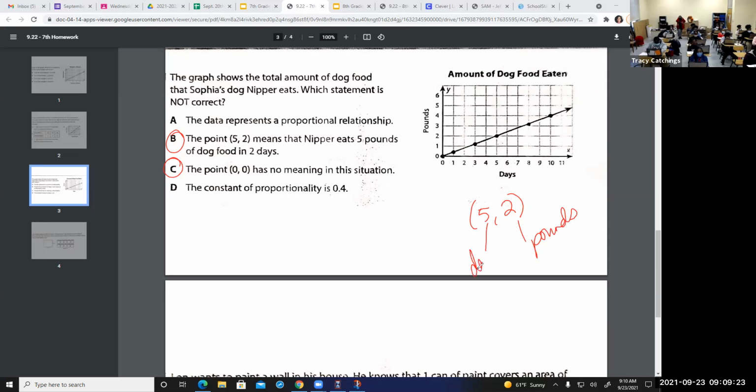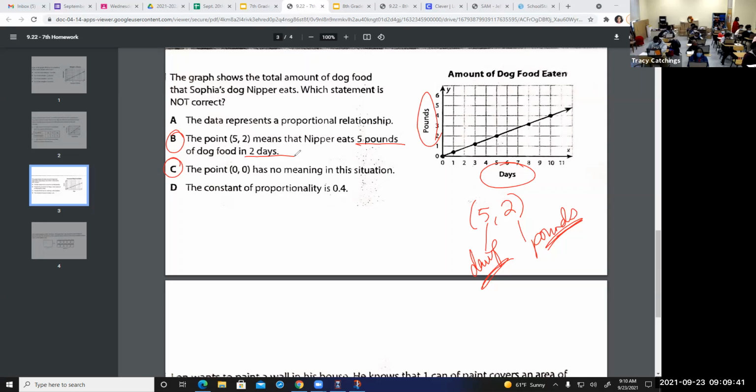2 pounds, 5 days. Remember I told us yesterday, if we need to, write that ordered pair out and label it according to this X and Y axis. I'm gonna do that every time, just like Sage, to make sure I'm double checking what they said. But they said 5 pounds in 2 days, and she knew 5 days, 2 pounds based on that chart.